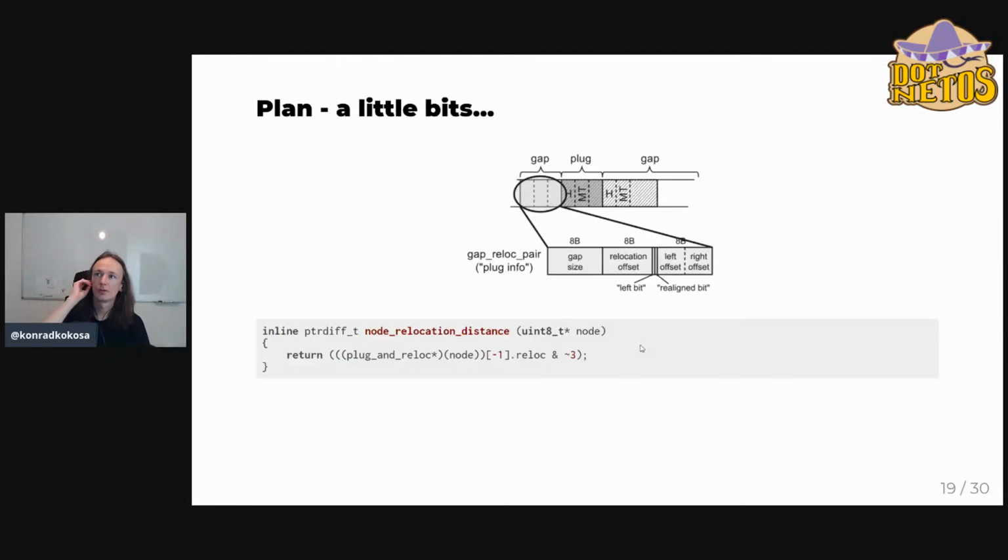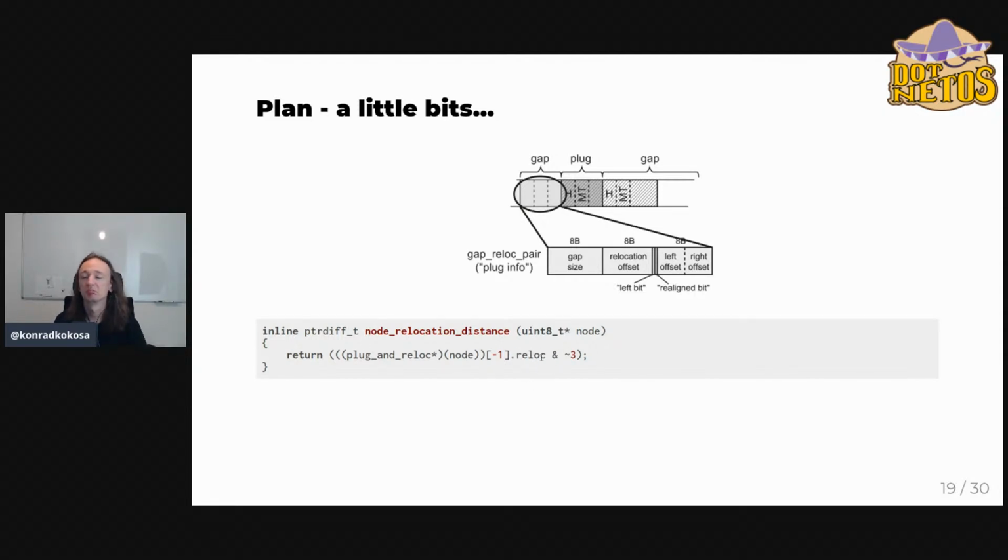I promised, or at least I promised myself, to explain the left bit and the realigned bit, because I mentioned that the plug info contains the gap size, relocation size, left and right offset. We have already covered that. But there are also those two little bits used for something. And those two little bits are the lowest bits inside the relocation offset, as we can find in the code.